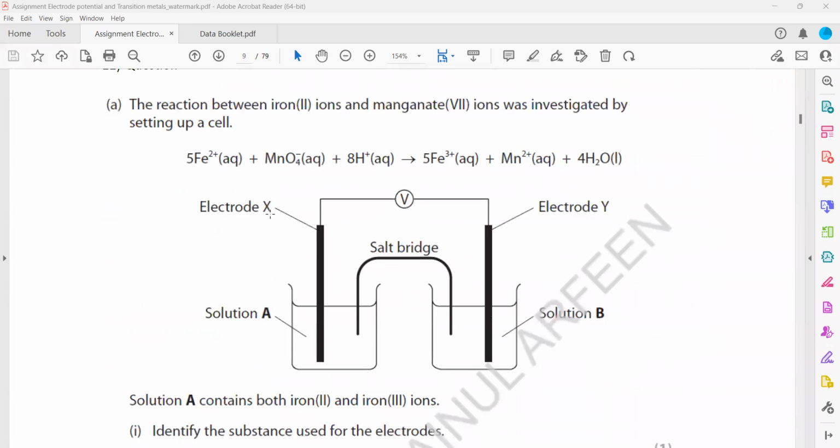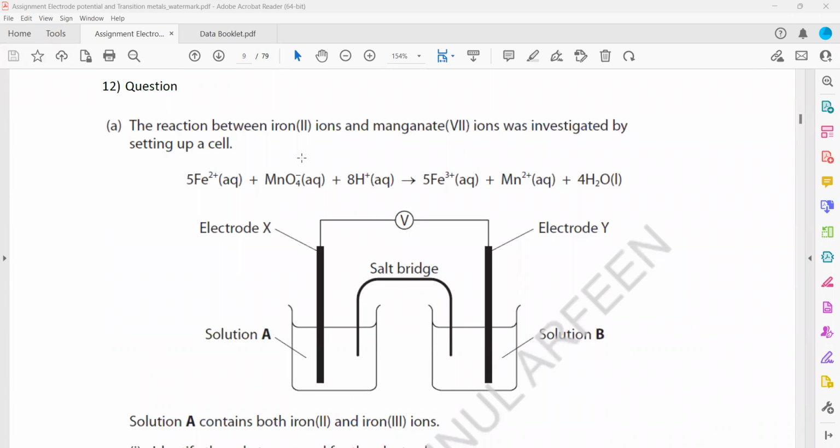Another question from electrode potential, question 12. The reaction between iron 2 ions and manganate 7 ions is investigated by setting up a cell. You can see in this cell iron 2 is converted into iron 3 and MnO4 minus, with a charge of plus 7, turns into Mn 2 plus. So this one is oxidized, the other one is reduced.